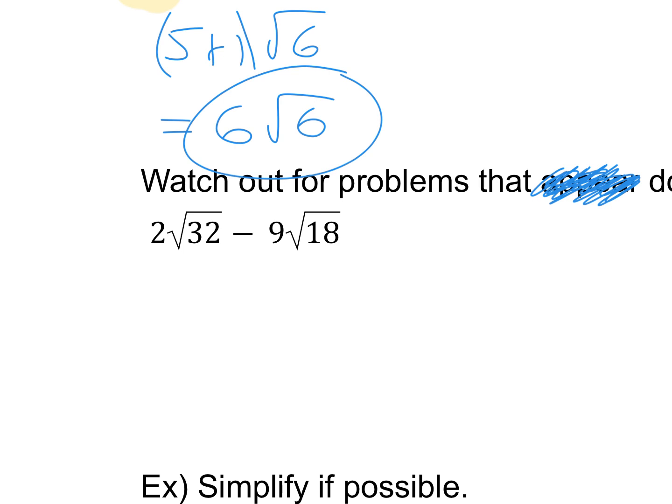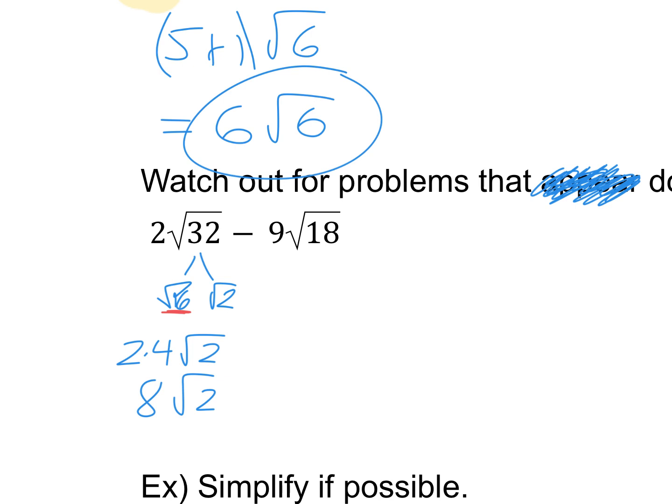So for example, square root of 32, I could break this up into the square root of 16 and the square root of 2, because 16 times 2 gets me 32. The square root of 16 is a perfect square. That simplifies to 4, because 4 times 4 is 16. So I can actually simplify my first term to 2 times 4 square roots of 2, which would be 8 square roots of 2.